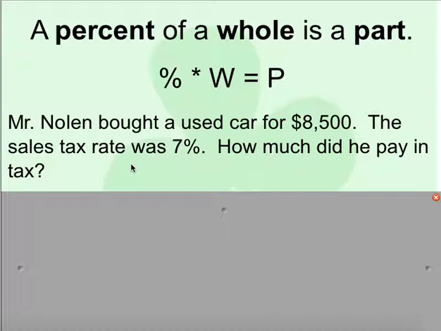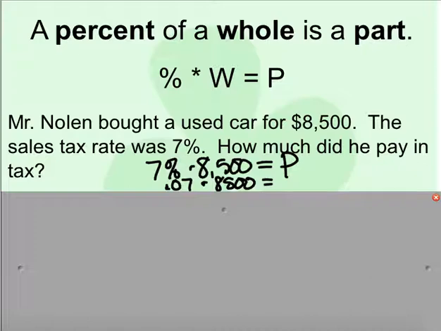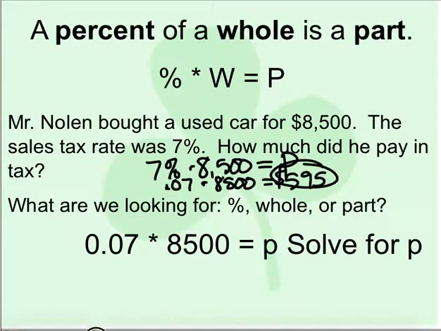Well, in this case, I know the percentage is 7% times the whole. Well, the entire car cost $8,500. I want to know the part that I would have to pay for tax, which means I'm going to turn this into a decimal, 0.07, multiply it by 8,500, and realize that I will have to pay $595 in tax. That's how much tax would be on a car like that. Okay? So know which part of this you have in order to find the other one.